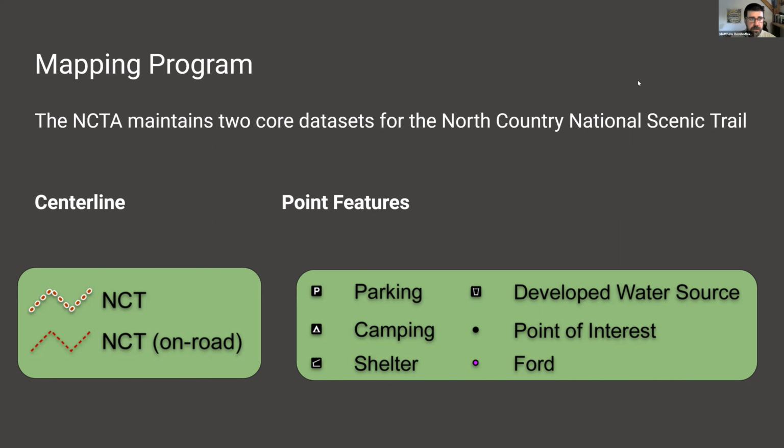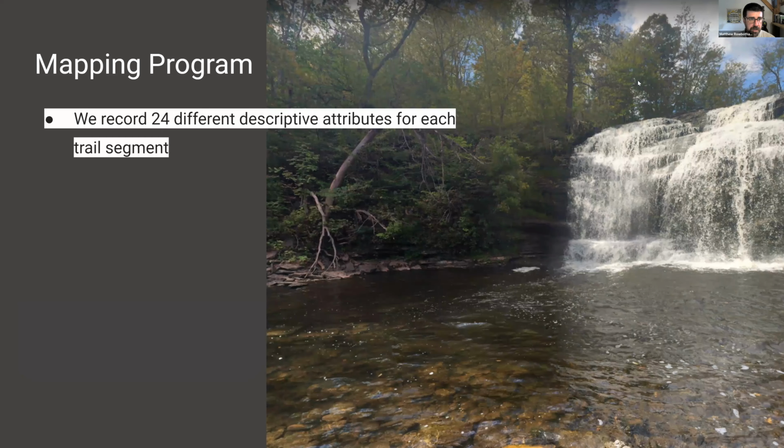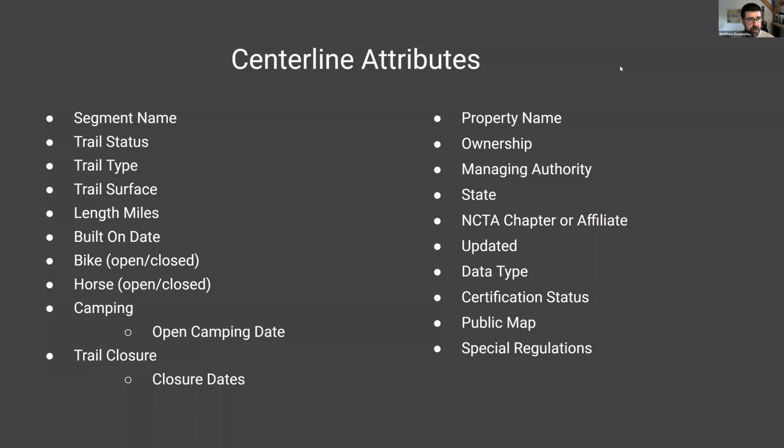So I hinted earlier, like I said, it's visual, it's maps, but it's also this behind the scenes database thing. For example, for the center line, we record 24 different descriptive attributes about a segment of trail. And those look like this. A segment is created when any one of these changes.